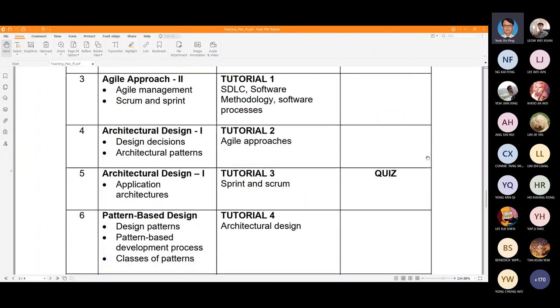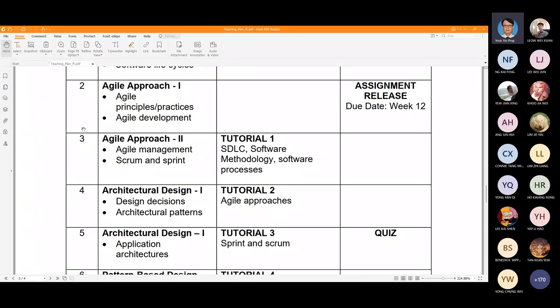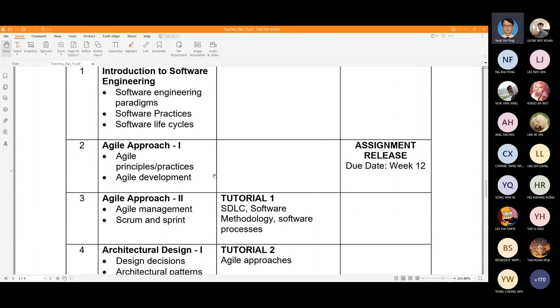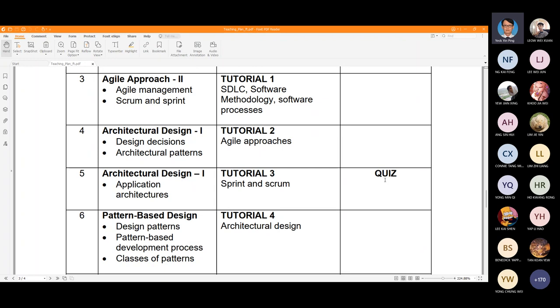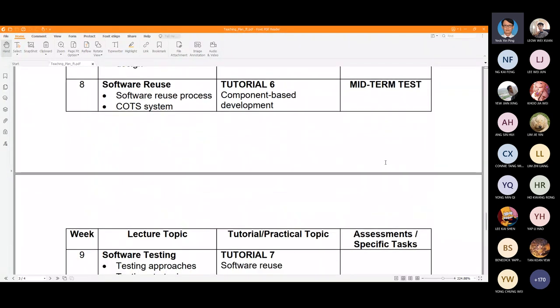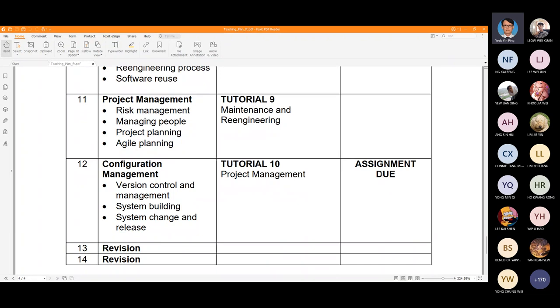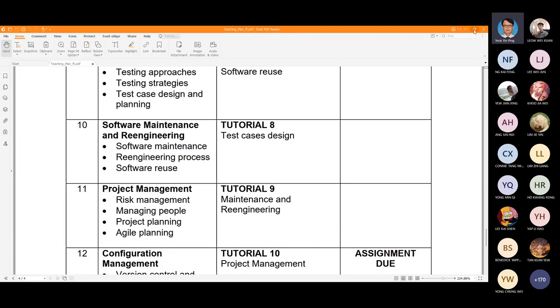This is all your tutorial. The tutorial will start on week 3, because we need to cover the lecture before we move on to the tutorial. The quiz will be on week 5, the midterm will be on week 8, and your assignment is due on week 12. You should download this teaching plan and try to understand it well for this course.